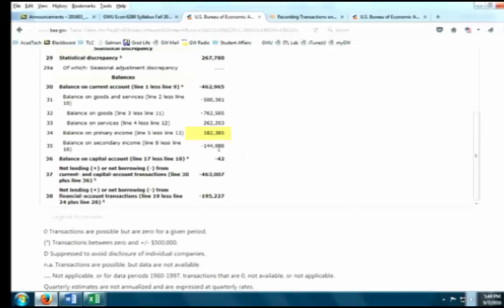The balance on primary income, $182 billion. That plus the balance on secondary income of minus $144 billion is going to give us the distinction between gross domestic and gross national product. So we add these two together. I'm going to do it in my head and come up with about $40 billion, $38 billion maybe. And that's going to be the difference in GNP versus GDP in the United States. It's only about $38 billion difference. Not very significant when we're talking about $18 trillion on the gross national product.